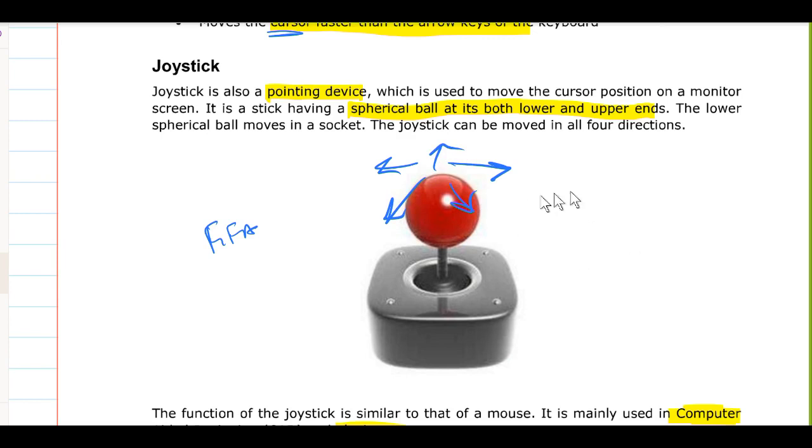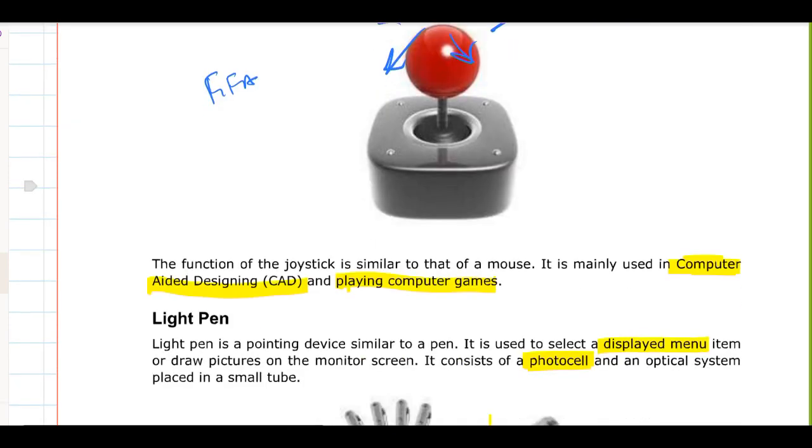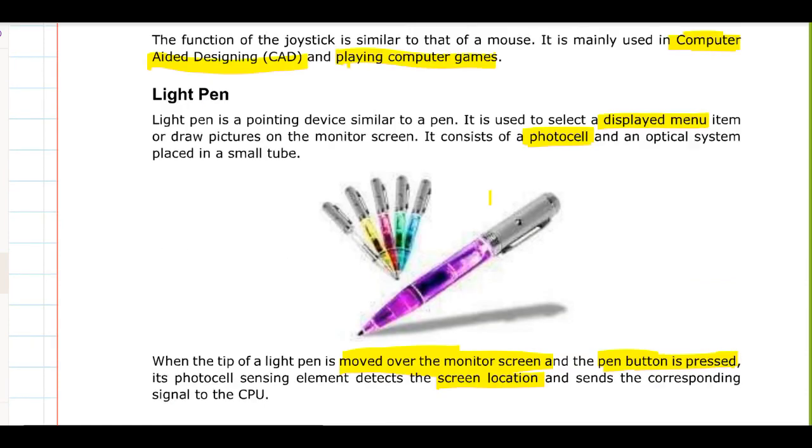So this is more of playing. It's a pointing device that is used to move a cursor or other functions depending on the program that you are running. It has a spherical ball at both ends. Therefore, when you move one end, it moves the other end, and therefore allows you to move in all directions. So the joystick is very common, particularly with computer games, and again in doing computer-aided designing.